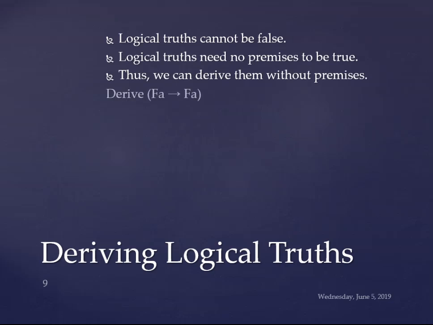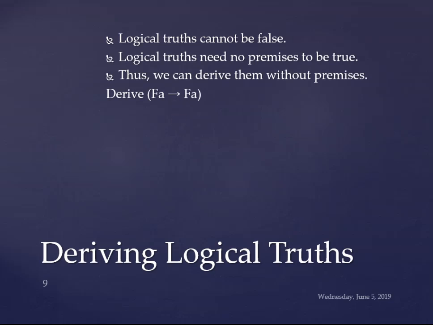Okay, we have a good system that allows us to do this. Right? So think of the logical truth FA arrow FA. That one's really easy to derive. I don't need any premises to do that. But what do I do? Well, let's think about what the main connective of this is. It's an arrow. So what I'm going to do then on my last line is use arrow introduction.